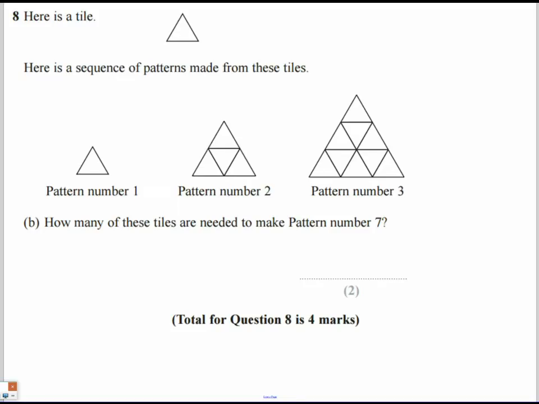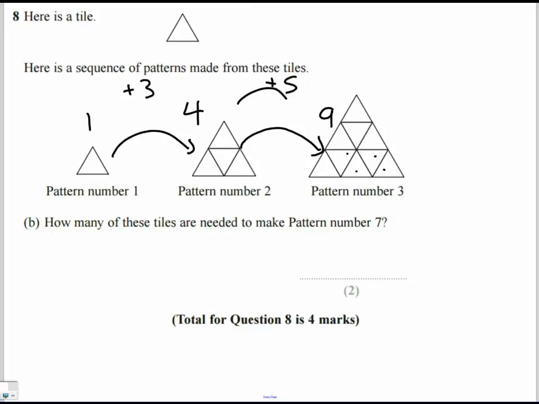Question 10 shows a triangular tile, and it's part of a sequence of tiles. Pattern number 1 has 1 tile, pattern number 2 has 4 tiles. So we've increased it by 3. From pattern 2 to pattern 3, we've got our 4 tiles, plus 1, 2, 3, 4, 5. So we have 9 tiles in total. So we've added 5 this time.